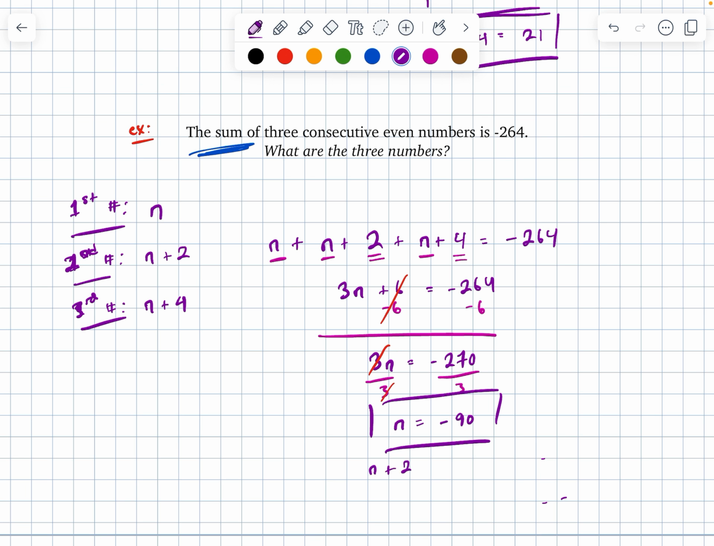To get our second number, I need to add 2 to negative 90. Negative 90 plus 2 is negative 88. And then for my next one, I'm going to add 2 to negative 88 to get negative 86. Again, add them all up, check and make sure. This should sum to negative 264.